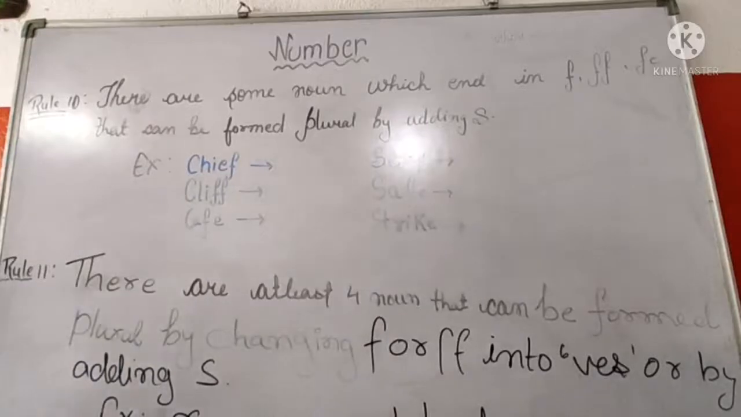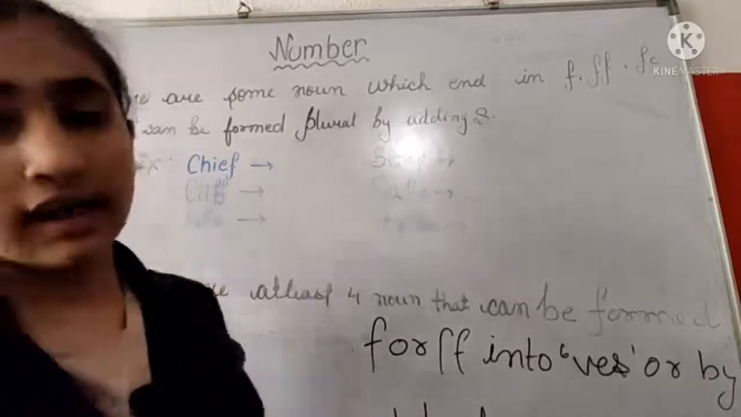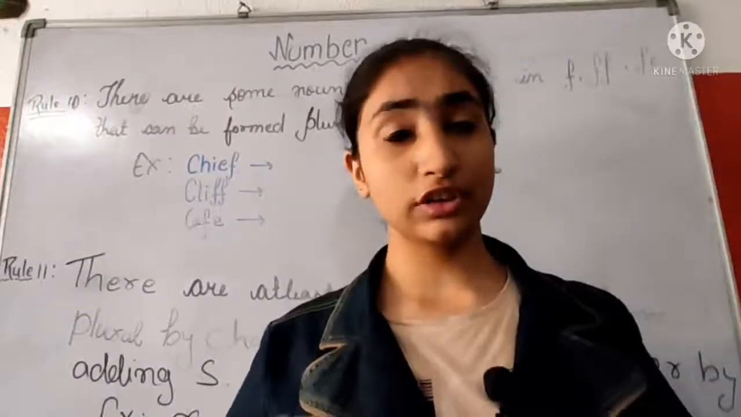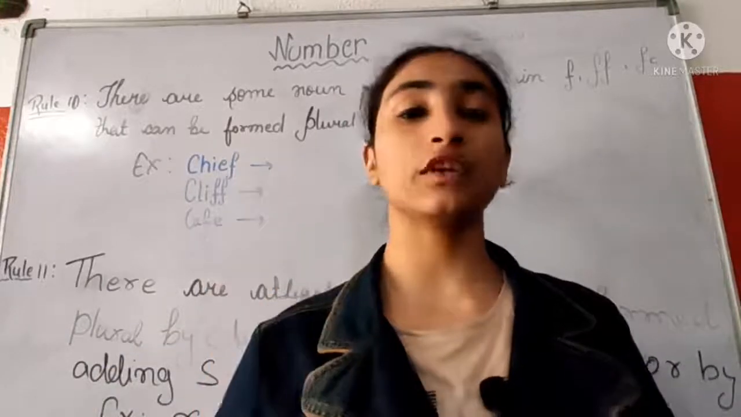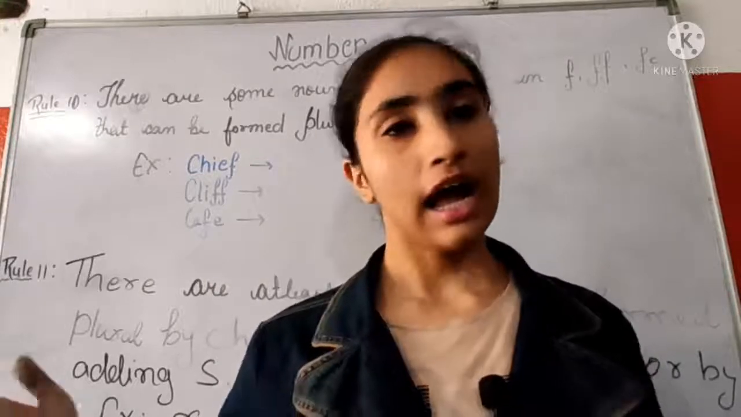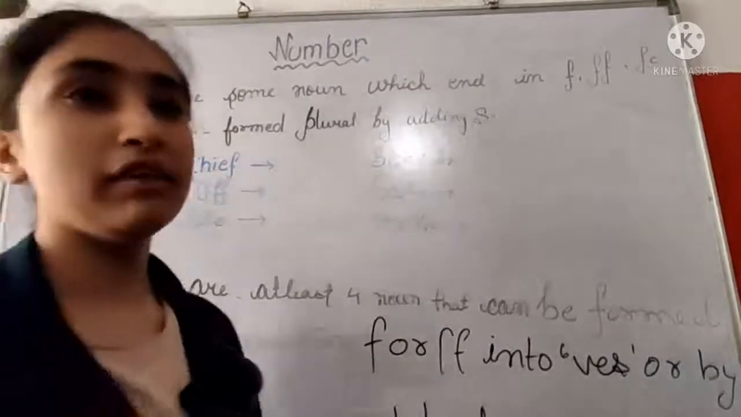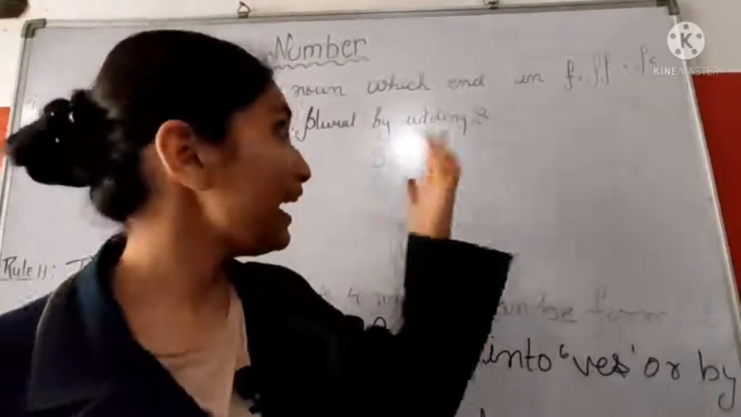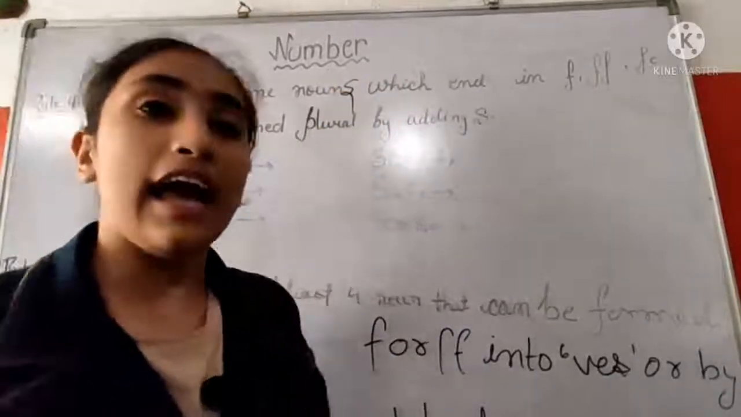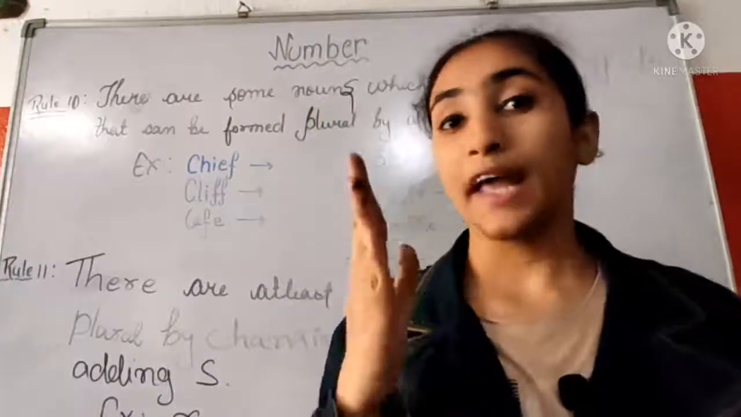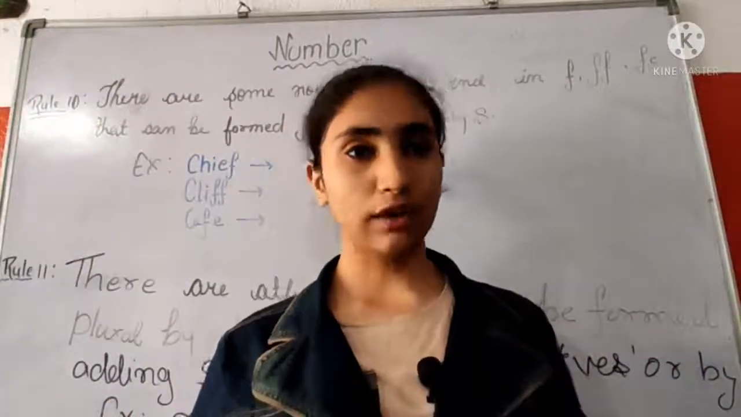Rule number 10. There are some nouns which end in F, double F or FE. Again I am repeating. Please pay attention to this because these examples and rules are very important for students who are preparing for SSC, CGL and all other competitive exams. Okay, so now let's come to the point. There are some nouns that end in F, double F or FE that can be formed plural by simply adding s to the singular.